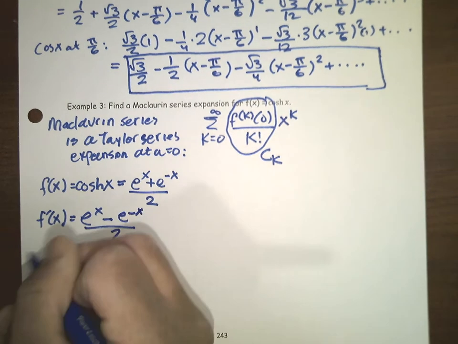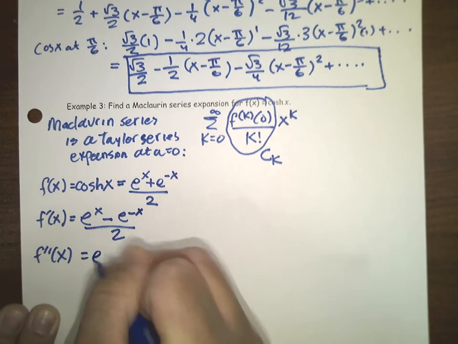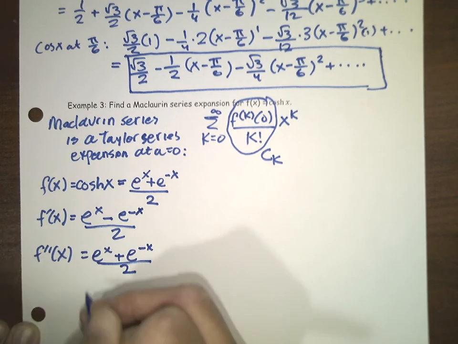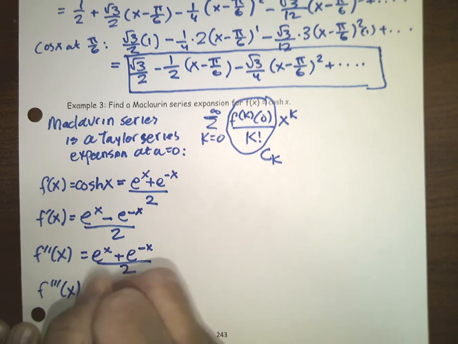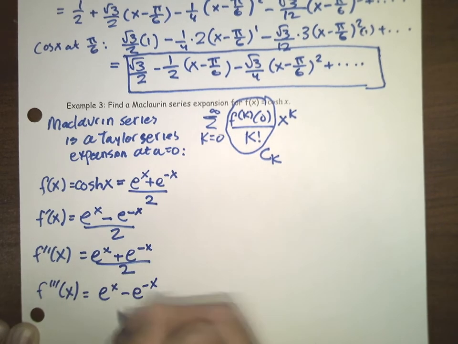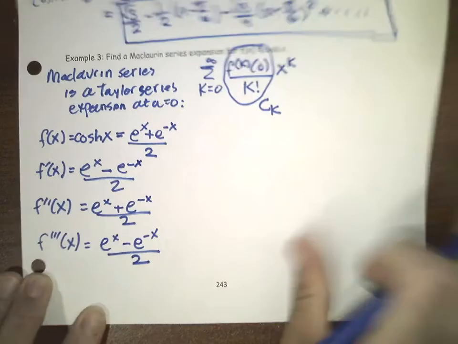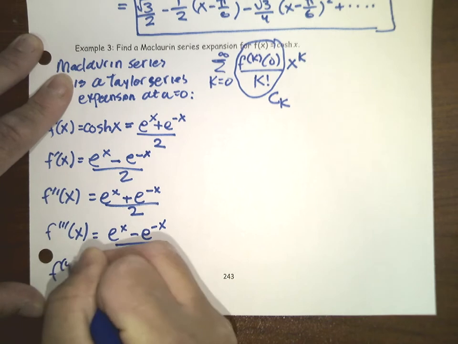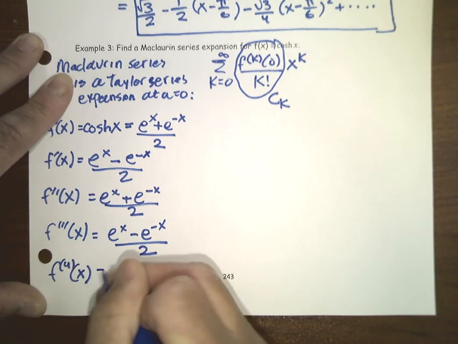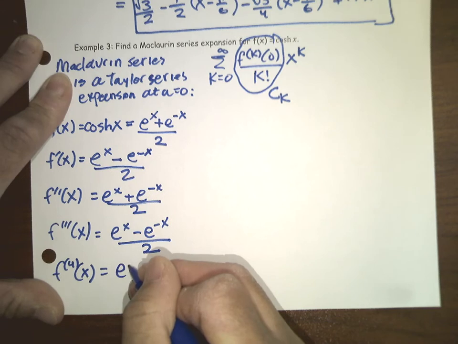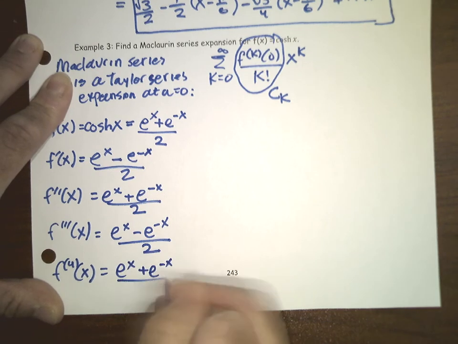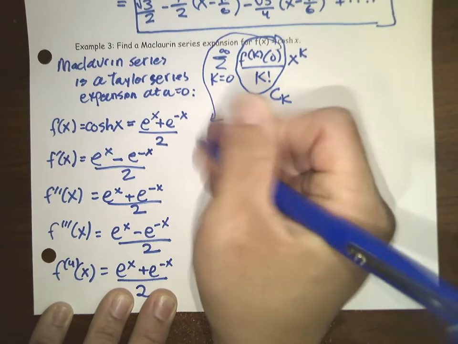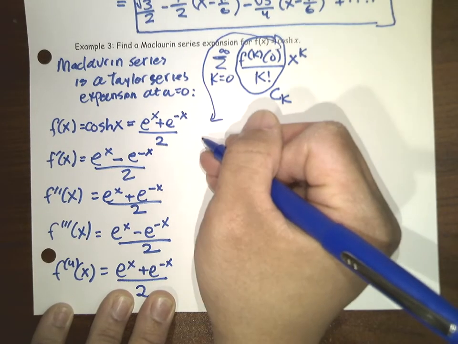Then we have the second derivative, that will be e to the x plus e to the negative x all over 2. Then the third derivative will be e to the x minus e to the negative x over 2. And then just like before, why don't we go to 4 derivatives just because we can here. The fourth derivative is e to the x plus e to the negative x all over 2. And now we need to evaluate all of these derivatives at 0. So why don't we go ahead and do this?